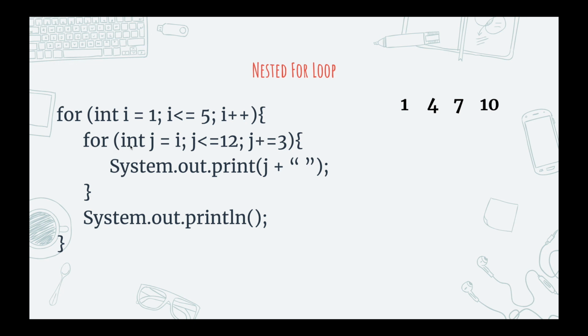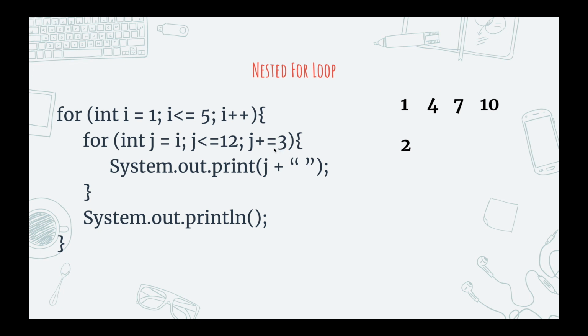For integer j is equal to i. So now j is starting up again. So j was lost after we finished that for loop. So now we're creating a new j. And that j has the value 2 assigned because i at this moment in time is 2. Is 2 less than or equal to 12? Yes, it is. So it prints out j because the value of j at this moment in time is 2.